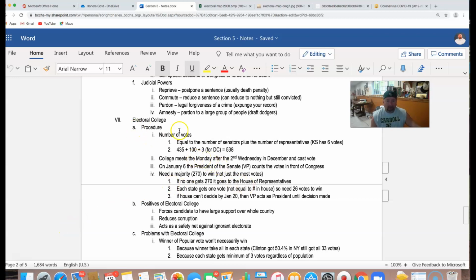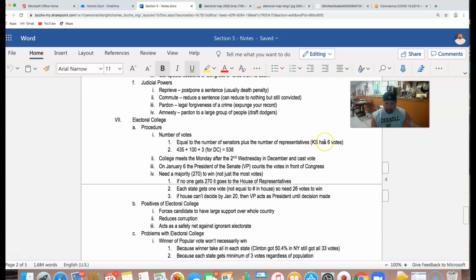Okay, so we're going to talk about the Electoral College here a little bit, which has been really scrutinized the last few years, really since 2016, quite a bit, since Hillary won the popular vote and Donald Trump won the Electoral College vote. So we're just going to look at how that works. You already know this mostly. And then maybe some positives, negatives, and then some alternatives to the Electoral College that some people have proposed over the years.